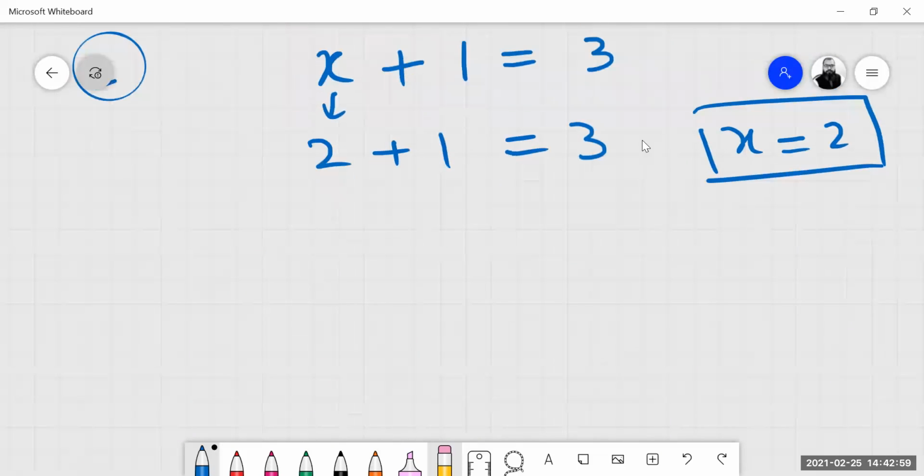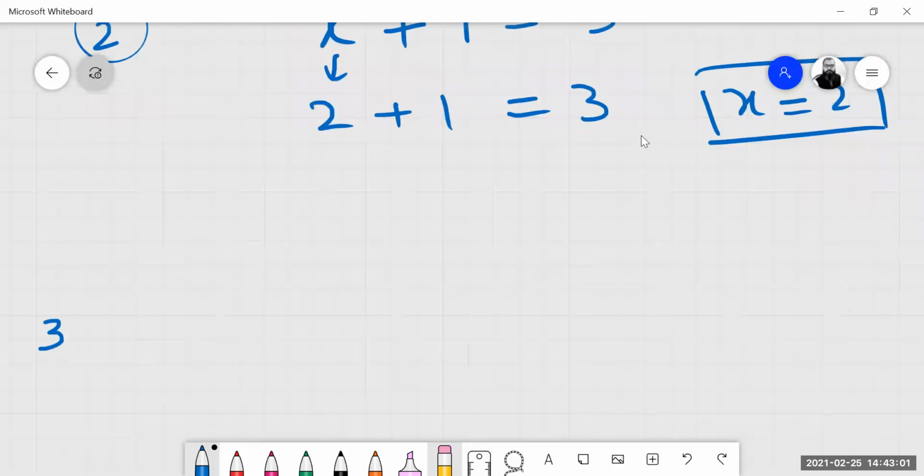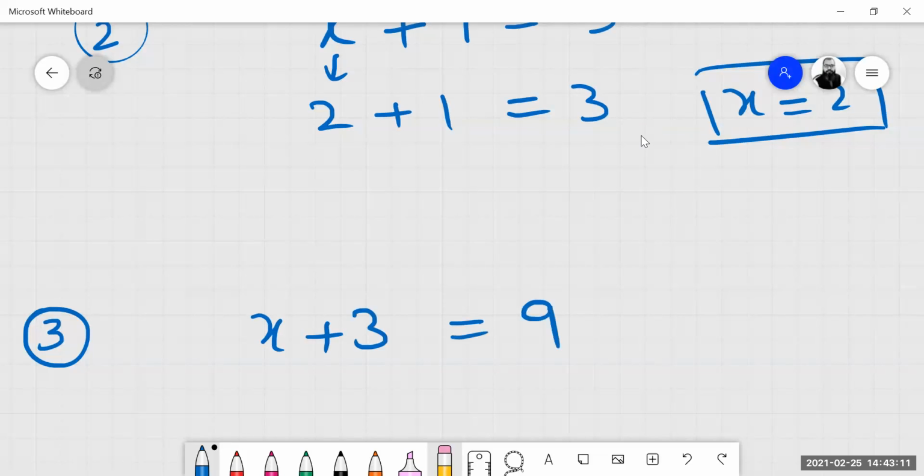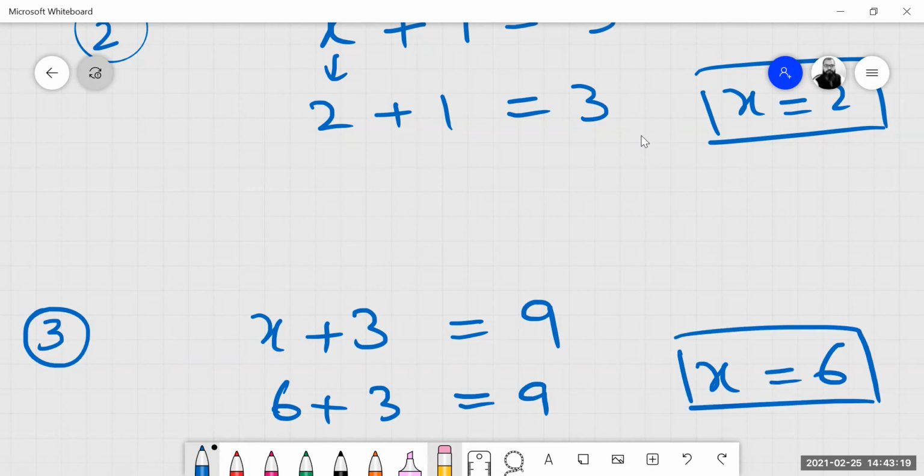Now question number 3. If a number is added to 3, we get 9. X plus 3 equals 9, so x equals 6.